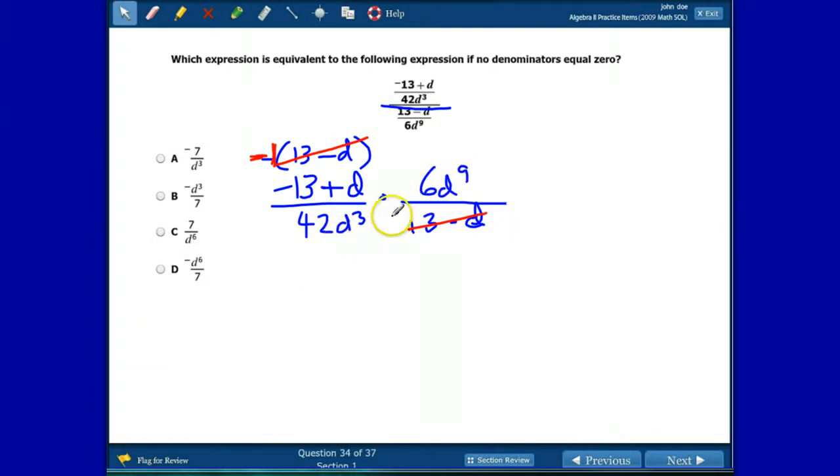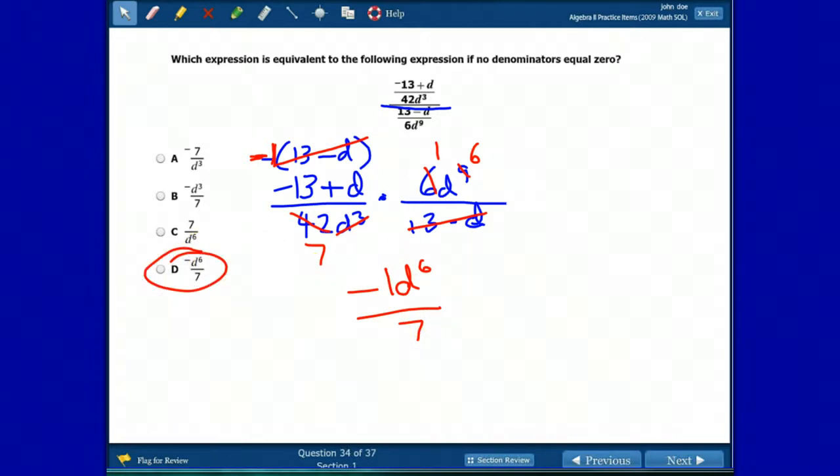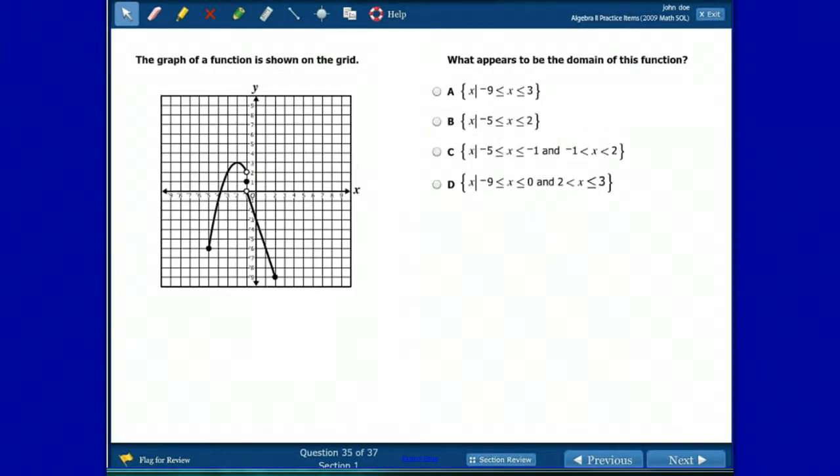Okay, can I reduce this at all? Yeah, I can. 6 goes into 6 once. 6 goes into 42 7 times. Also, I've got 3 D's and I've got 9 D's. So this goes away and I'm going to be left with 6 of those. So leftovers looks like negative D. If you want to put the 1 there, you can. 1D to the 6th all over 7. Hopefully I've got one that looks like that. It sure does. And that's D. Woohoo! Alright. We're getting there. We're getting to the end.